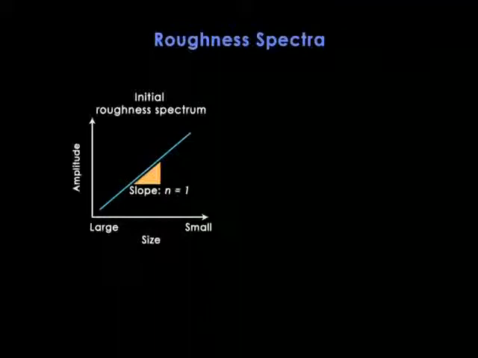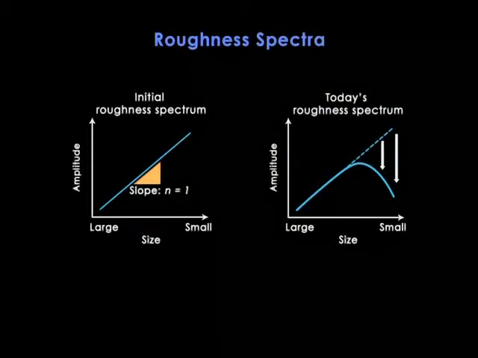I'm not going to go into details, but just mention that a pure exponential expansion should give a roughness spectrum that's a straight line with a slope of 1. Density variations increase for smaller regions. That's to the right. Now, let's not forget from lecture 17 that as the universe evolves, the small-scale roughness is suppressed. And so in today's universe, the roughness spectrum looks more like this, with a peak and less roughness on smaller scales. But notice that the primordial spectrum is still present for the larger scales on the left of the peak.